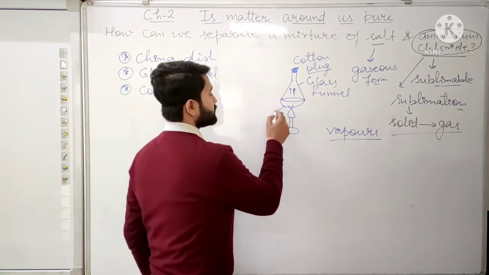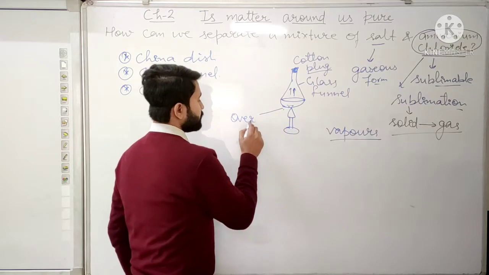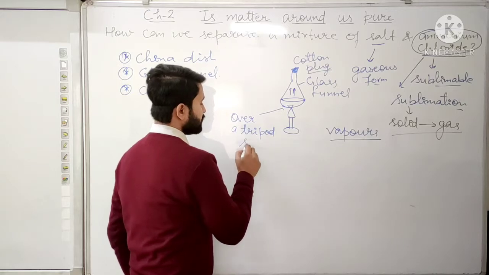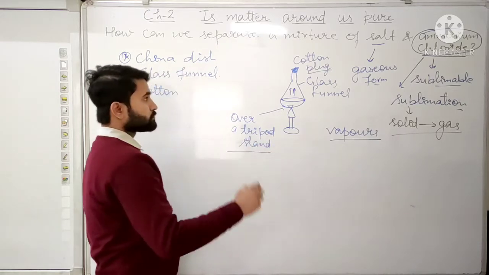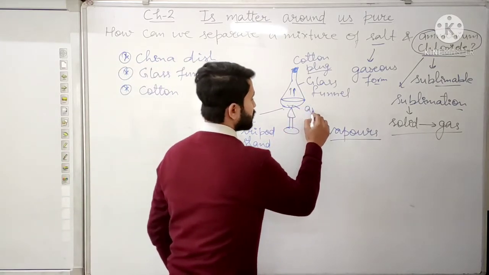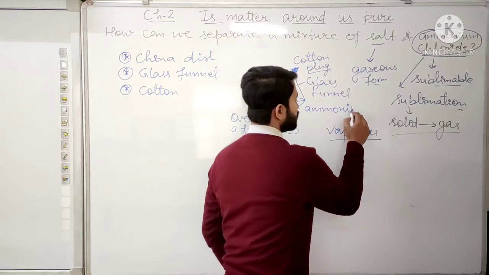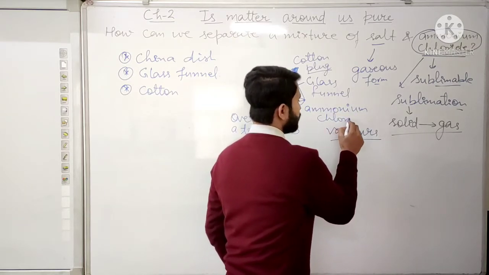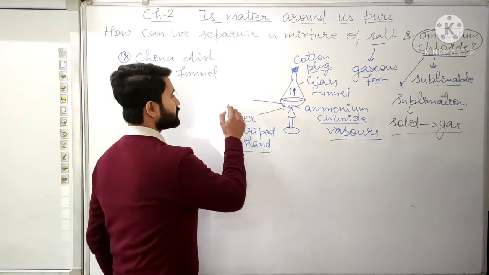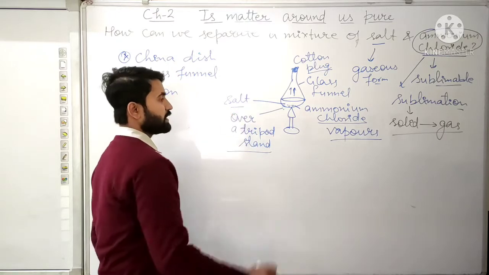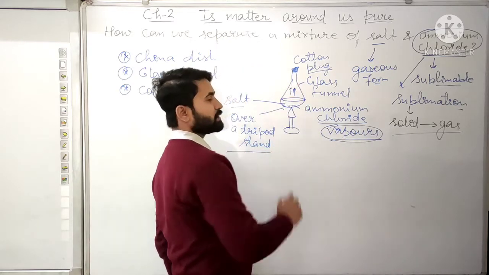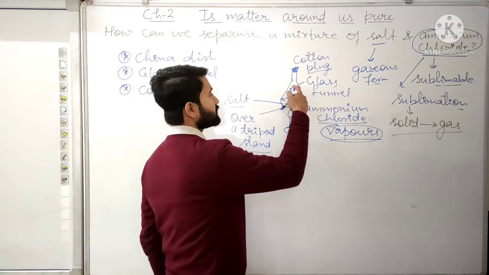First of all, we are going to place it over a tripod stand, and then we are going to heat it. When it is heated, the ammonium chloride will start converting into vapors, whereas the salt, which does not undergo sublimation, will remain in the china dish, and the vapors will rise up in the glass funnel.